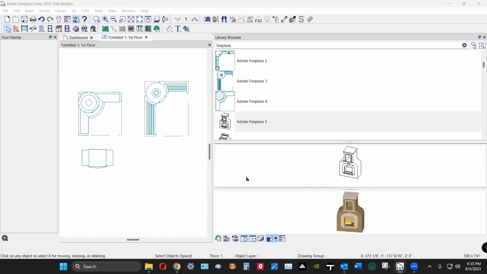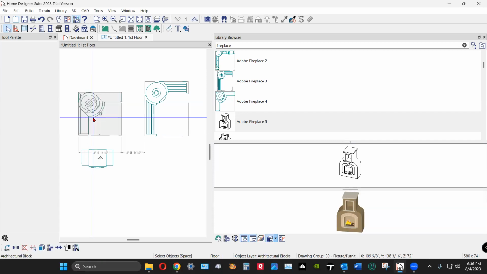Hi, I've got a trial copy of Home Designer Suite 2023, and I got some fireplaces out of the library browser. There are fireplaces that are symbols, and there are some that are architectural blocks.